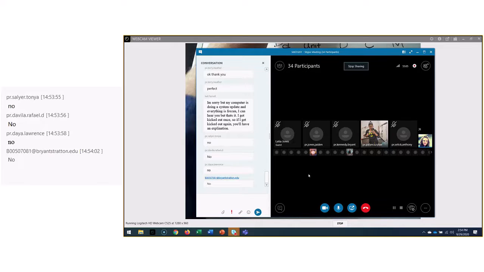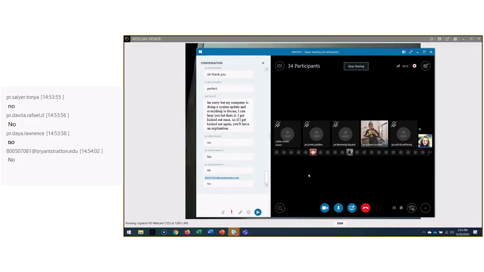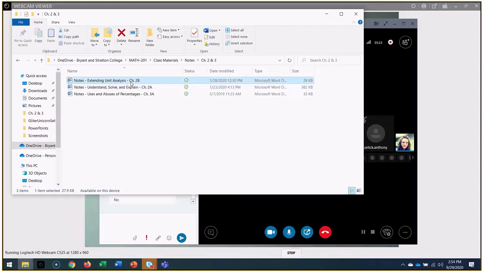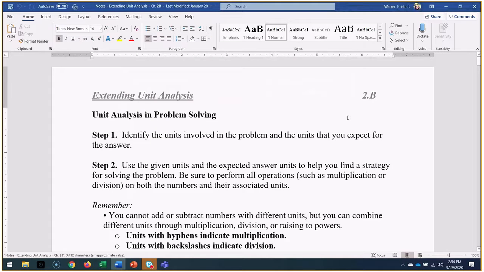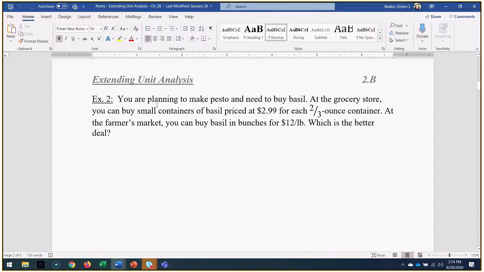All right, I'm going to switch gears. We don't have a ton of time left, so I'm going to start doing a few of those application problems so we can get a few of those in. So this is the type of question that you'll see in chapter 2B, a little bit more involved types of questions. Let's try this one here.